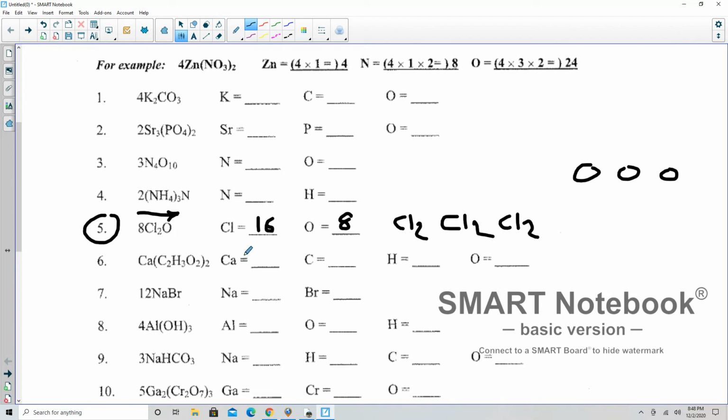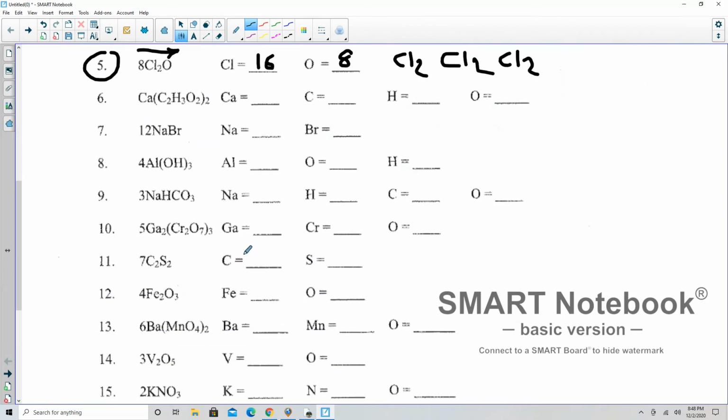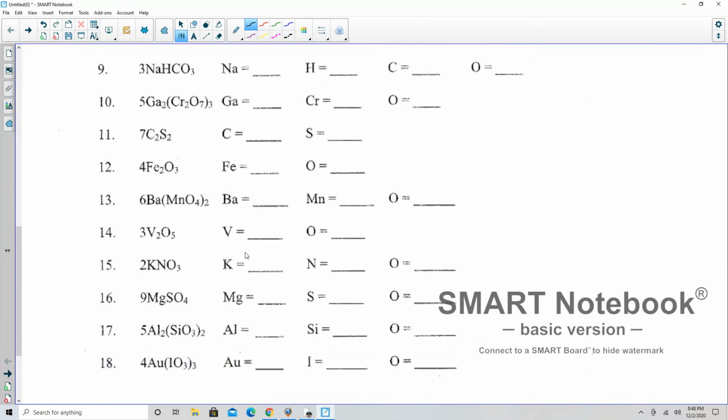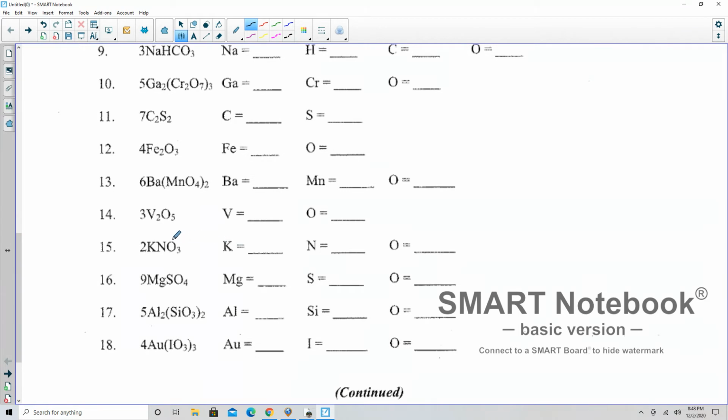The other example I want to work is something like this. Let's go down here to number 14. And so on number 14, you got the number in front, again, which works its way all the way through. But this time we've got some subscripts next to the symbols. And so here we have 3 working its way all the way through. So we have V2, but there's 3 of them.